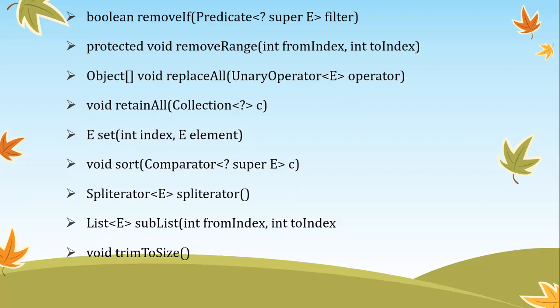Next one is spliterator. This method is used to create a spliterator over the elements in a list. Next one is subList. It is taking two parameters, fromIndex and toIndex. This method we use to fetch all the elements that lie within the given range. And the next method is trimToSize. This method is used to trim the capacity of the ArrayList instance to the list's current size. So these are methods of ArrayList which we are going to use in the program.